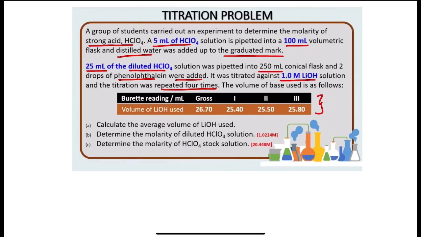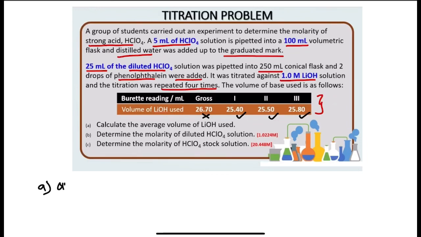Right. So for the first question here, you are required to calculate the average volume of lithium hydroxide used. In order to calculate the average volume of lithium hydroxide used, you must only include the first reading, second reading, and the third reading from the titration. Do not include the gross reading while calculating the average volume.